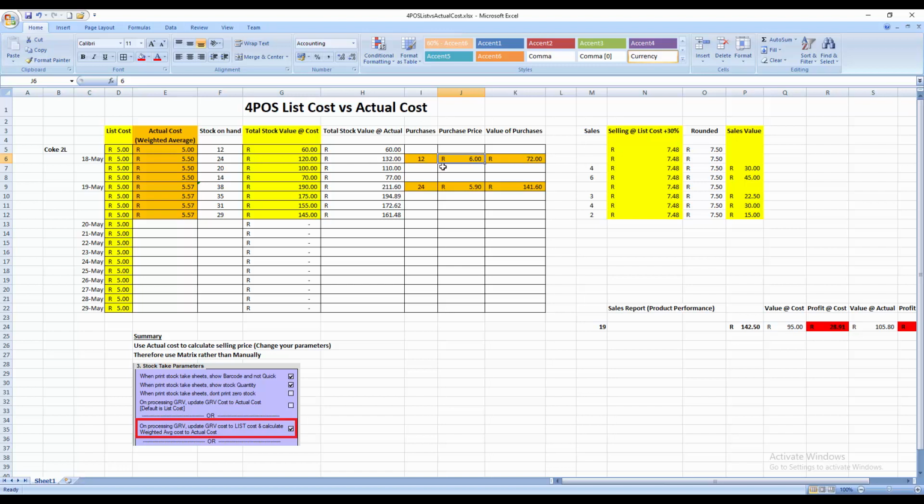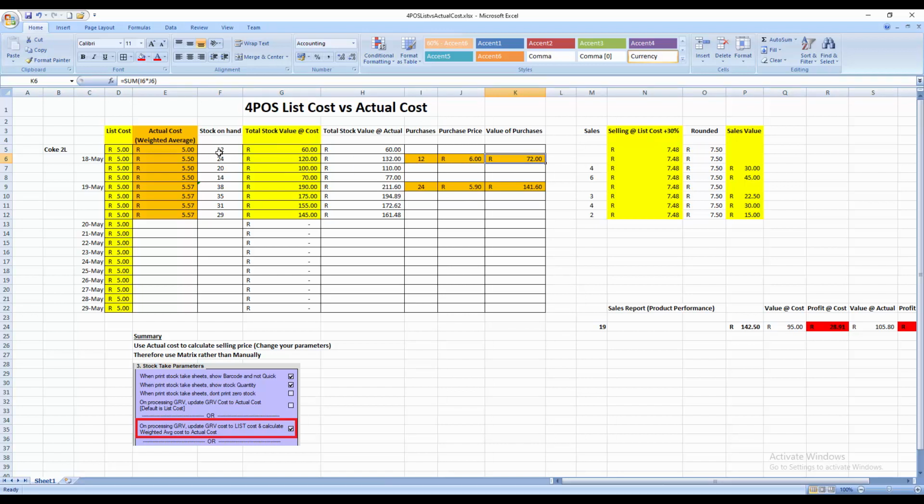Now we need to see, okay, well, how did that affect my list and my actual cost? Because I specified in my system that I want my list cost to stay the same, and we'll look at the parameter just now, the parameter says that the list cost is 5 Rand. My actual cost will now increase, and that actual cost of mine, as you can see at the top there, it's got a big formula in, but it basically boils down to saying, okay, fine, let's look at the value of the item at cost price, that's 60 Rand, plus the price that I've just paid for it, in other words 72. So that gives me 132 divided by the total quantity.